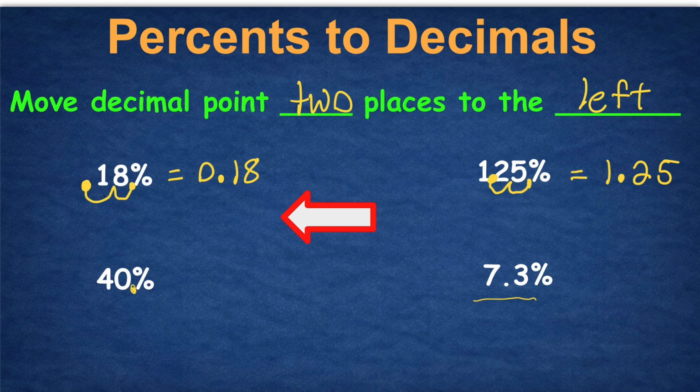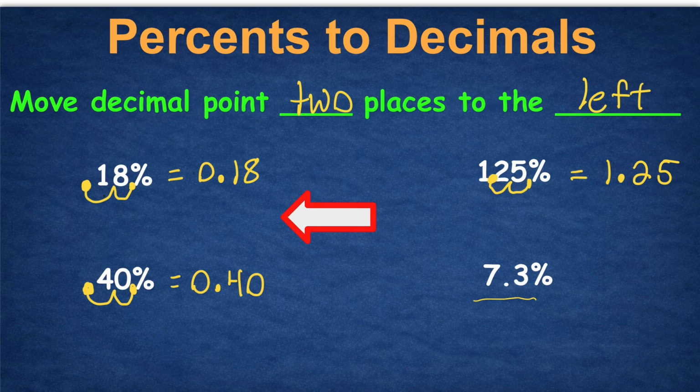Let's look at 40%. Move it over 2 places to the left. 1, 2. So 40% as a decimal is 0.4. If you want to add that 0 at the very end, you can. It still holds the same value.